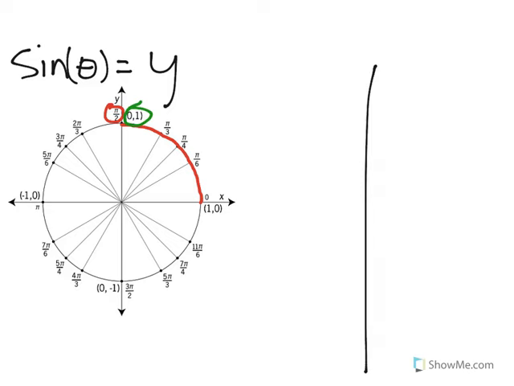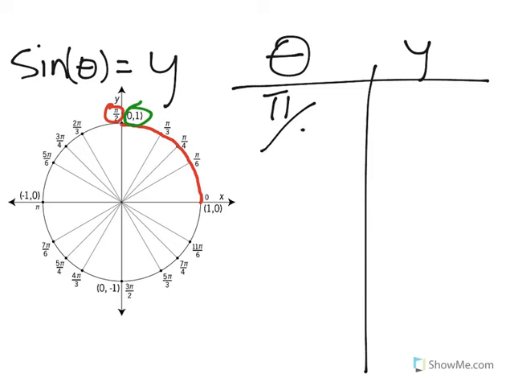So if we make a chart of theta versus y for the sine, at pi halves, the sine or the y value is 1. Okay, let's fill in some more points. As we keep going, let's just fill in the easy ones.